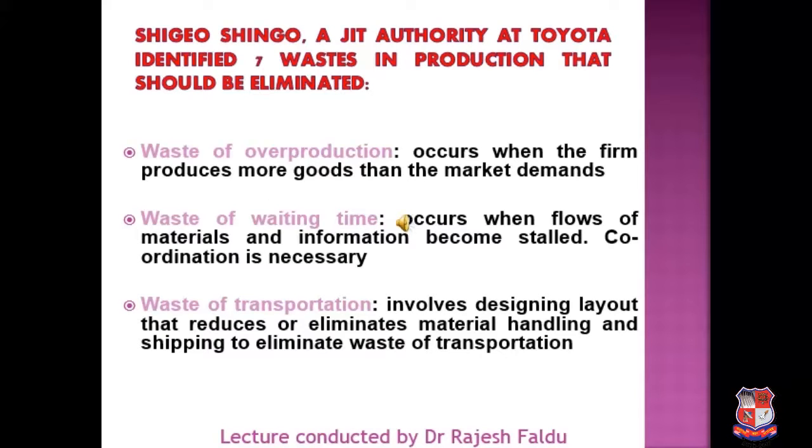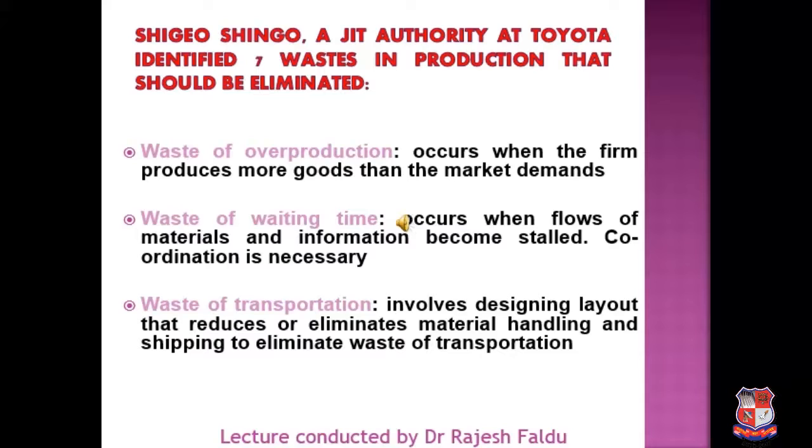Shigeo Shingo, a JIT authority at Toyota, identified 7 types of waste in production that should be eliminated if JIT has to work. We can say these are the many kinds of waste, such as time wasted in maintenance, investment locked in inventories, idle workers, and so on.